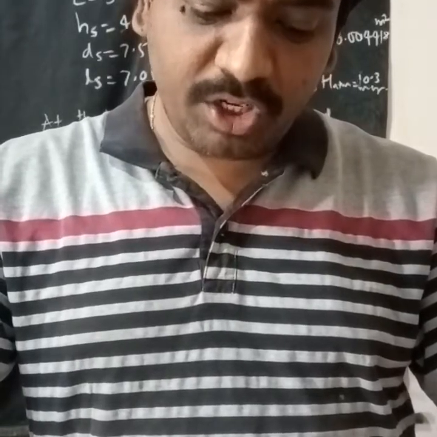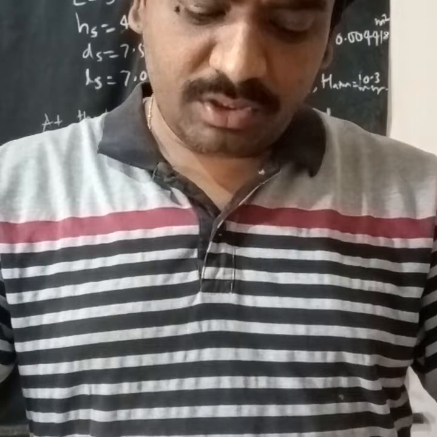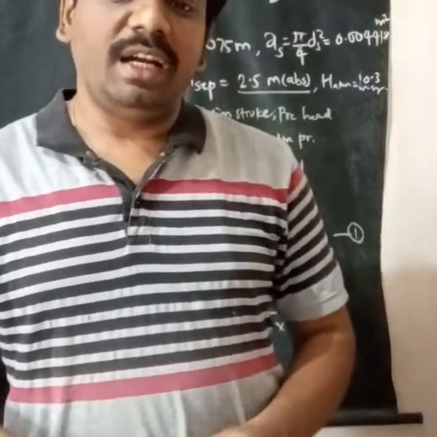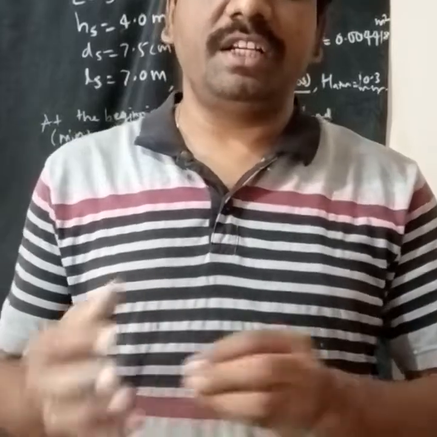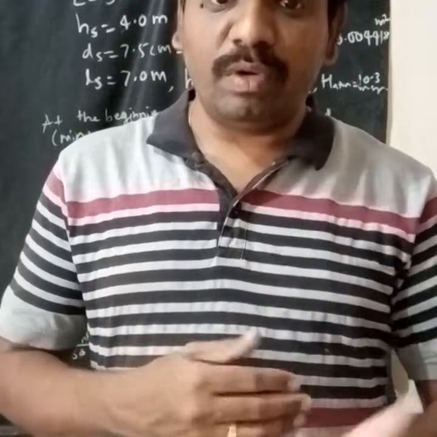Number 1 at the beginning of the suction and delivery stroke, number 2 in the middle of the suction and delivery stroke, and third at the end of the suction and delivery stroke. Now in this particular problem, it is only mentioned that the pressure head in the cylinder at the beginning, at the middle, and at the end of the suction stroke and the delivery stroke. Even here you have to calculate the absolute value of it.